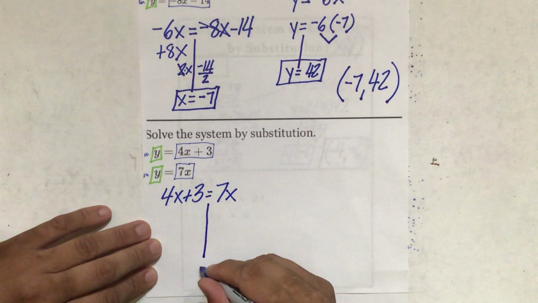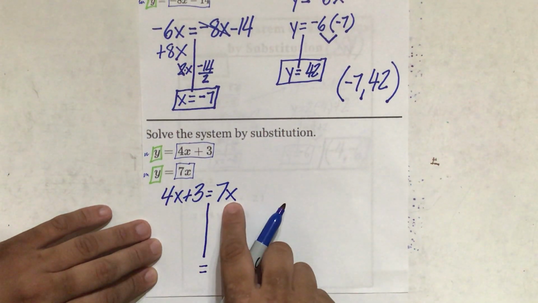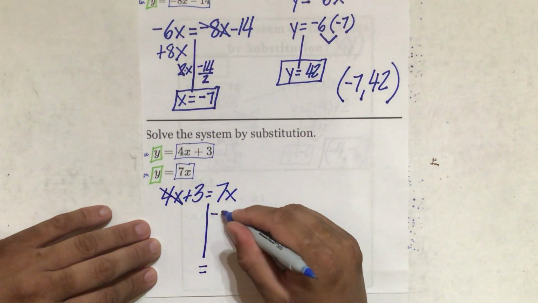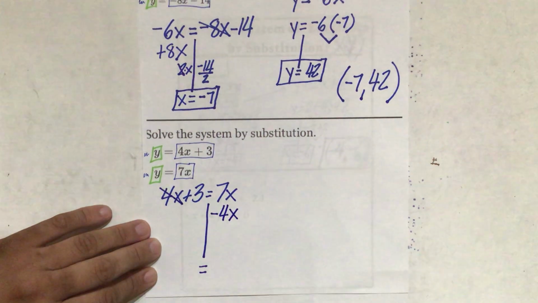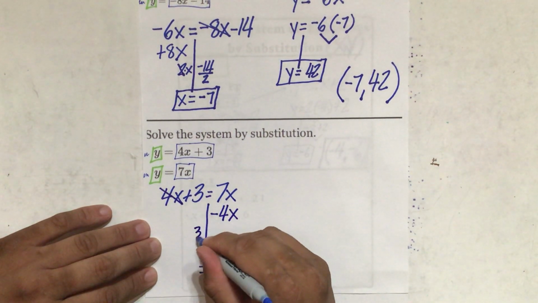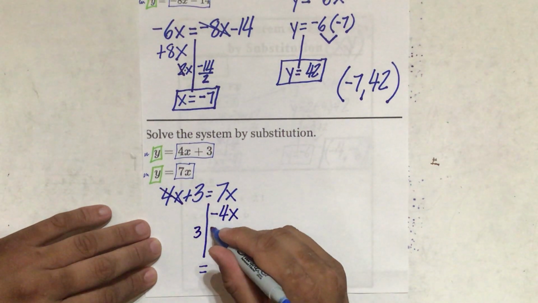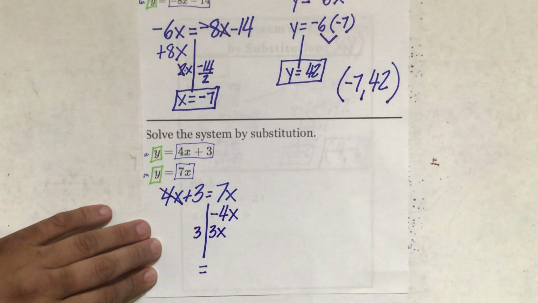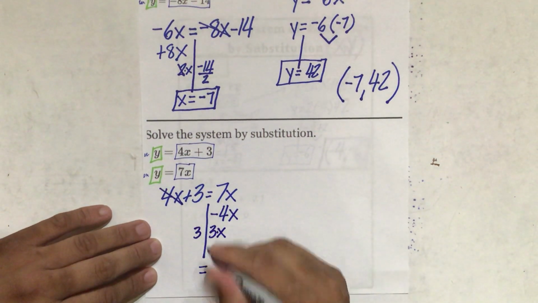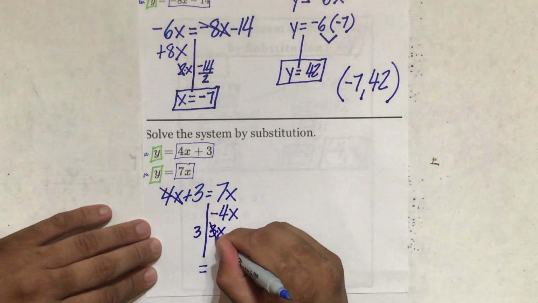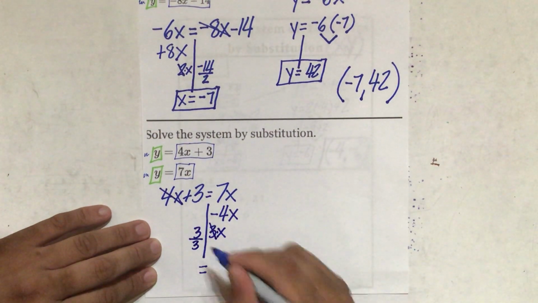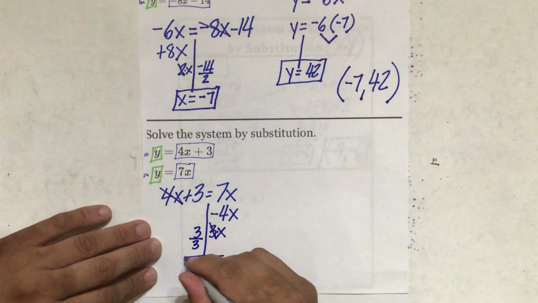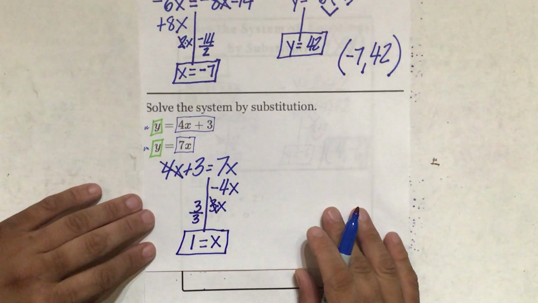So I'm going to move this 4x over this way. I'm going to cross out positive 4x and bring it over as negative 4x, just like that. This 3 just comes down. 7 minus 4x is 3x. And remember that 3x means 3 times x, so the opposite of 3 times is divide by 3. 3 divided by 3 is 1, and I bring down my x. So 1 is equal to x.